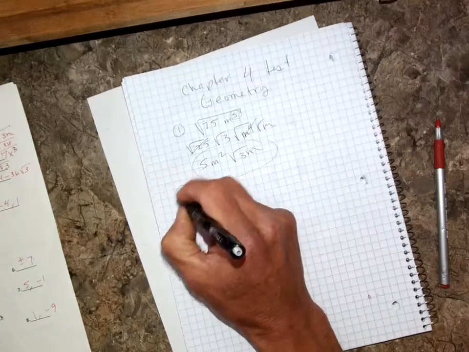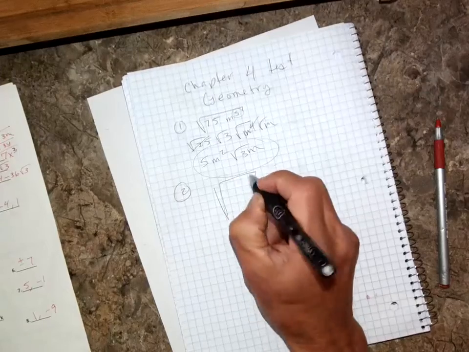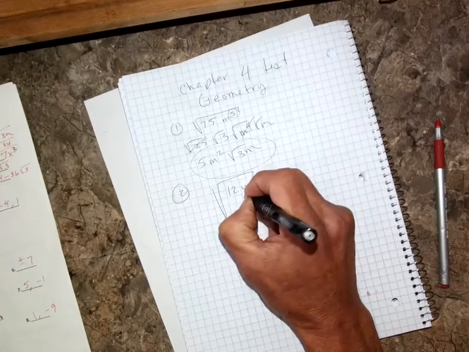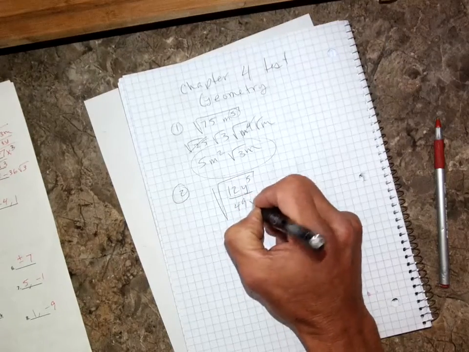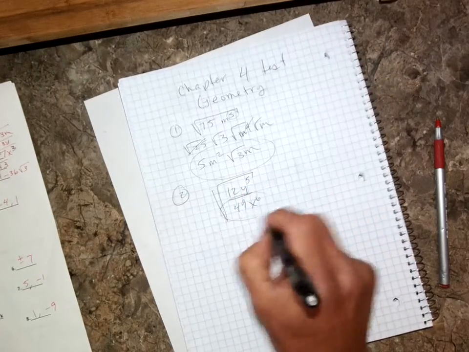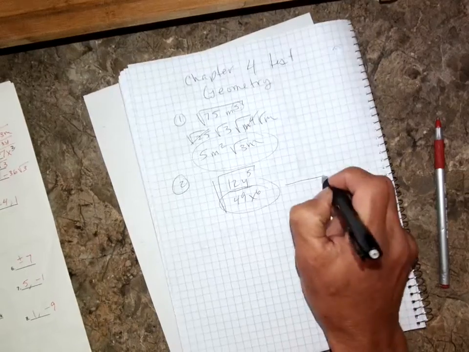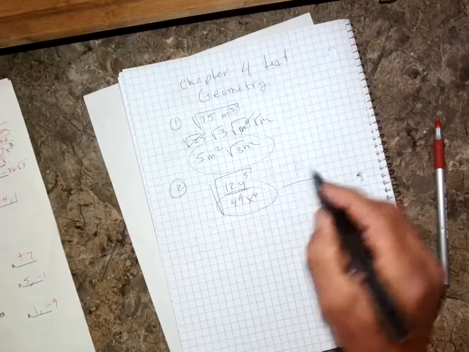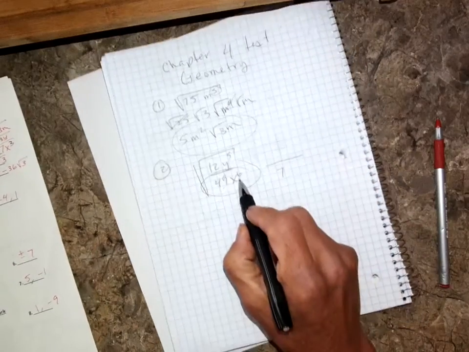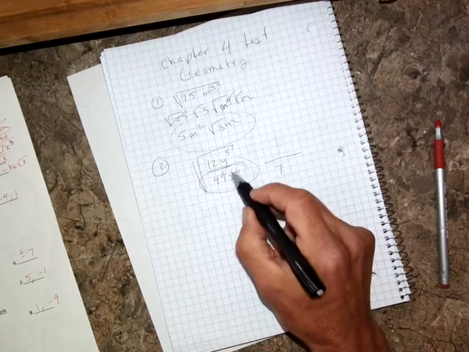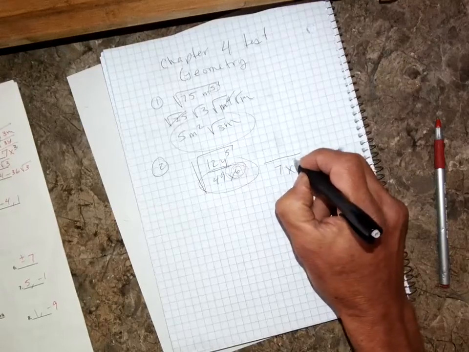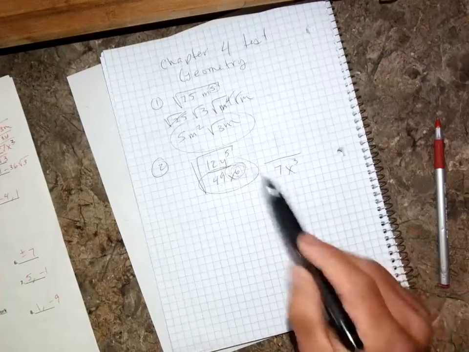Number 2, I've got the square root of 12y^5 over 49x^6. What I notice right off the bat is in the bottom, 49 is a perfect square, 7. X to the 6th, I'm going to take half of it like I did up here. Half of the 6 is x^3. Now the bottom is done. The top, I've got to break it up.